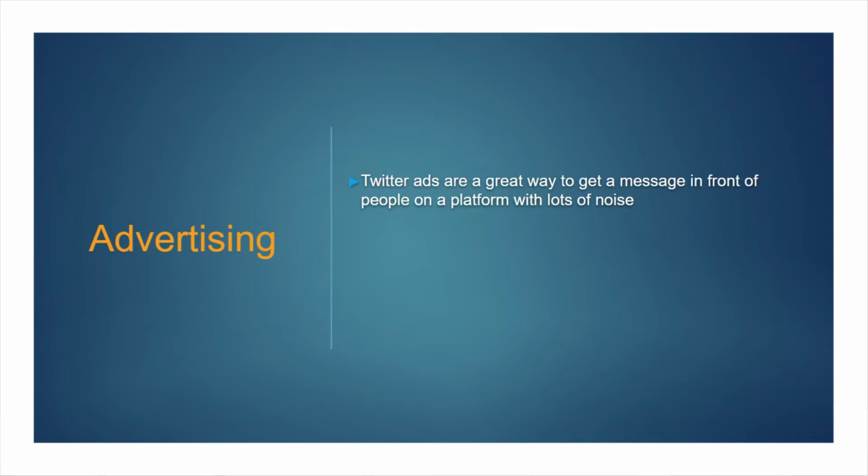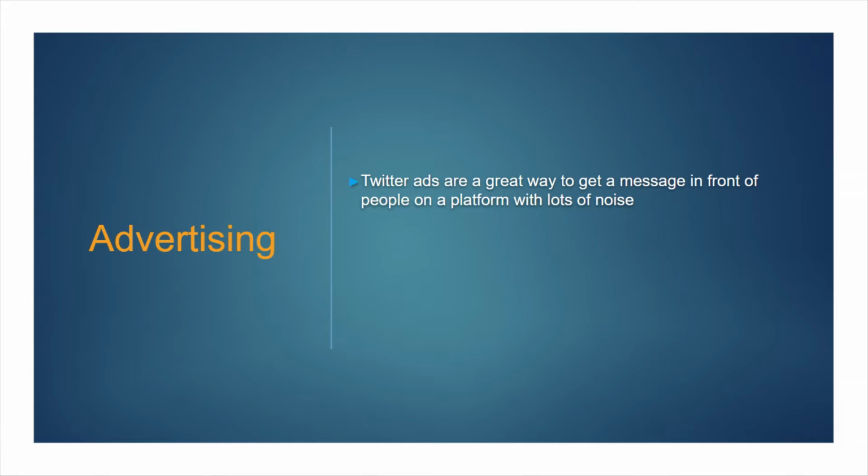There's two types of ads we're going to talk about. The first one is promoted tweets. And so promoted tweets are tweets that appear in people's feeds and search results. Promoting a tweet allows you to choose a certain tweet to promote and target based on interest or location.